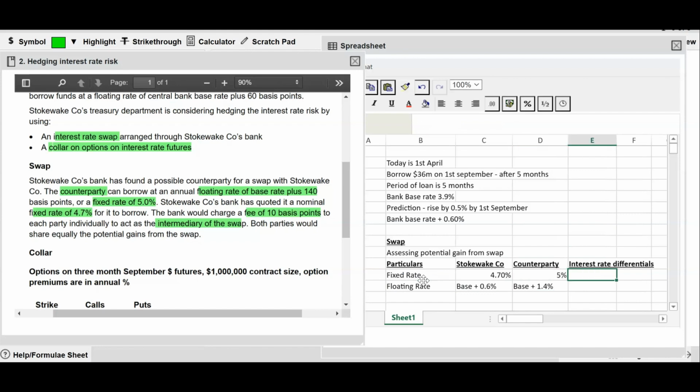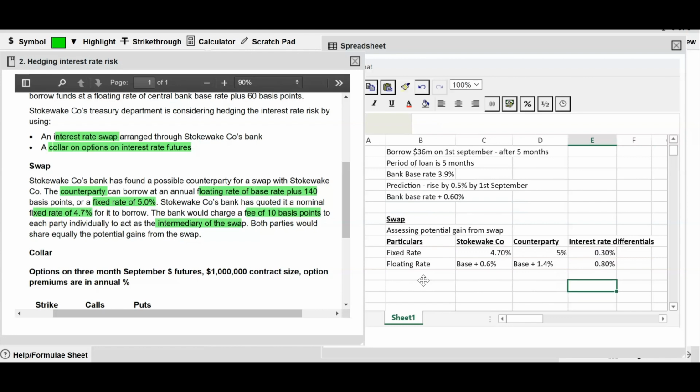Now the differential 5 minus 4.7 is going to give me a difference of what is it, 0.3 percentage, and base 1.4 minus base 0.6 percentage is going to give me a difference of 0.8 percentage. Now, what is the difference of difference? That is, here this minus is going to give me, if I convert it into percentage, 0.5 percentage. This is going to be my gain percentage from swap before any bank charges.